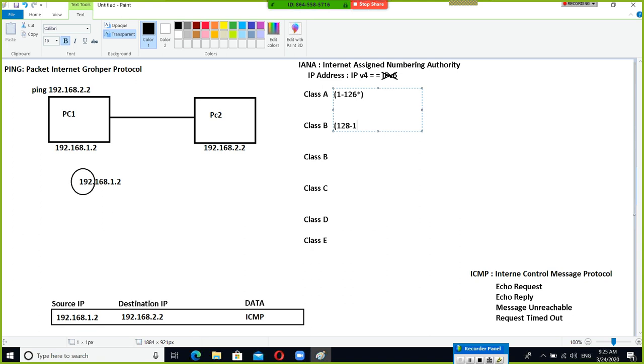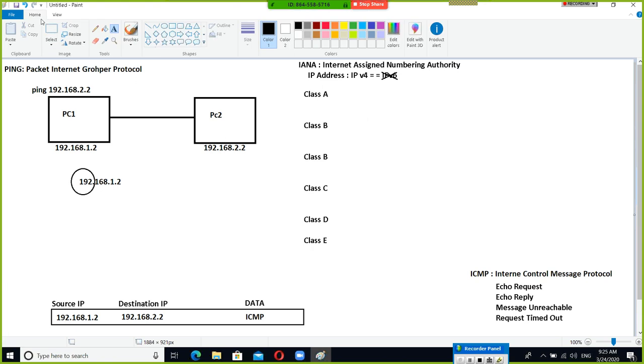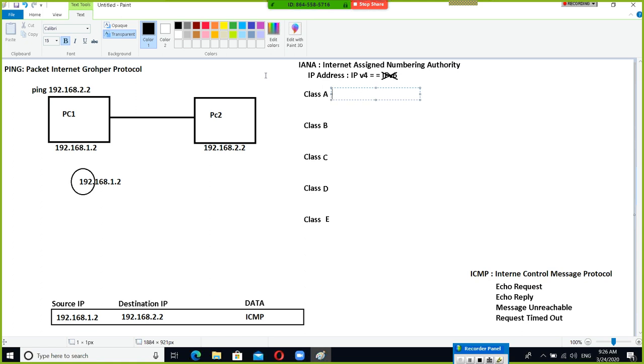Class B says 128 to 191, no condition. Class C, and so on through D. So class A says any IP address whose first octet is anywhere between 1 and 126, with a condition, belongs to class A. Class B says this, class C says this, class D says this, class E says this. So these are the various classes.